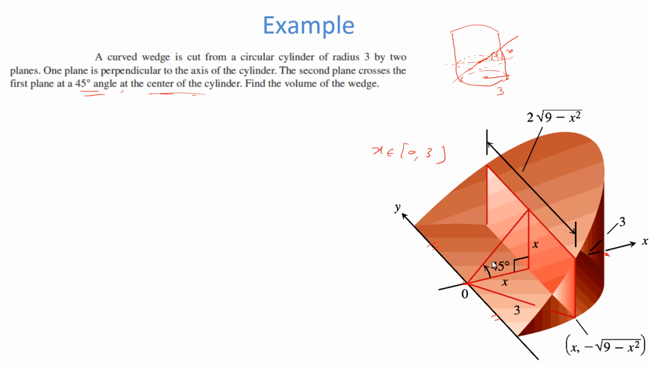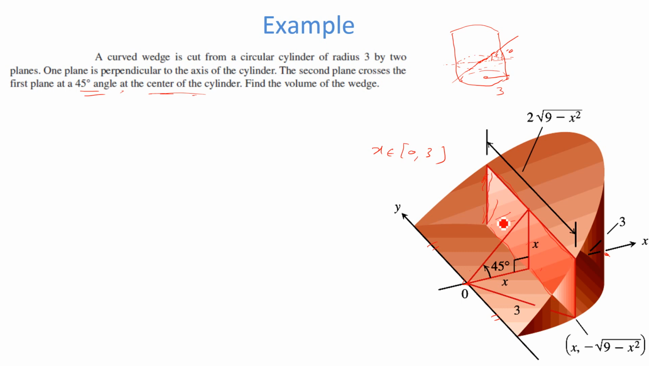Now the question here is finding the cross section of the wedge perpendicular to the x-axis. So when we cut this wedge by the plane perpendicular to the x-axis, the resulting cross sections are rectangles like this. This is the rectangle. Now in order to find the area of this cross section, we have to find the length and width of the cross section.